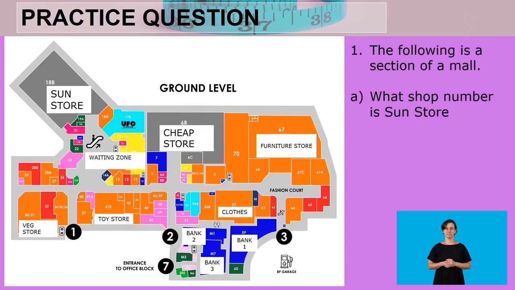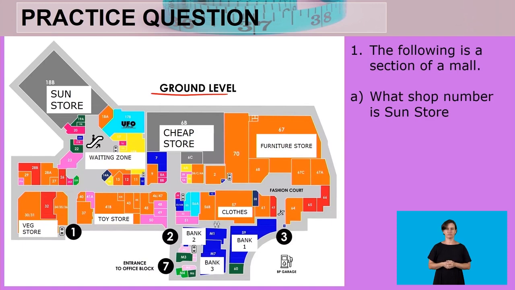Then question one now says, the following is a section of a mall. When you are looking at a mall from above, you can see this on the ground floor. We are given that this is the ground floor. You can see the following stores: the Sun store, the U4 cheap store, furniture show, fashion court. We also see there's a garage next to it. We also have the entrances, which are indicated by the numbers. Then we also have the banks. We've got a lot of different stores, the hallway, and the waiting zone. So a layout plan must indicate such information.